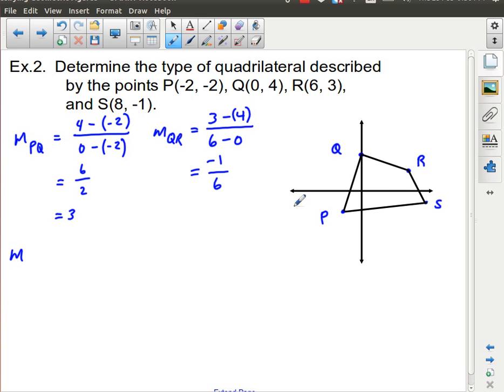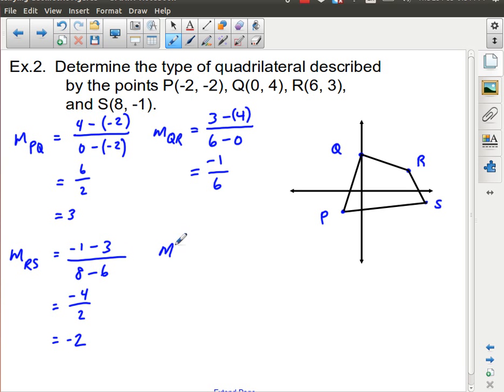The slope of, let's see, PQ, QR, RS is equal to the y-coordinate of S, which is -1, minus the y-coordinate of R, which is 3, over the x-coordinate of S, which is 8, minus the x-coordinate of R, which is 6. -1 minus 3 is -4. 8 minus 6 is equal to 2, and that simplifies just to -2.